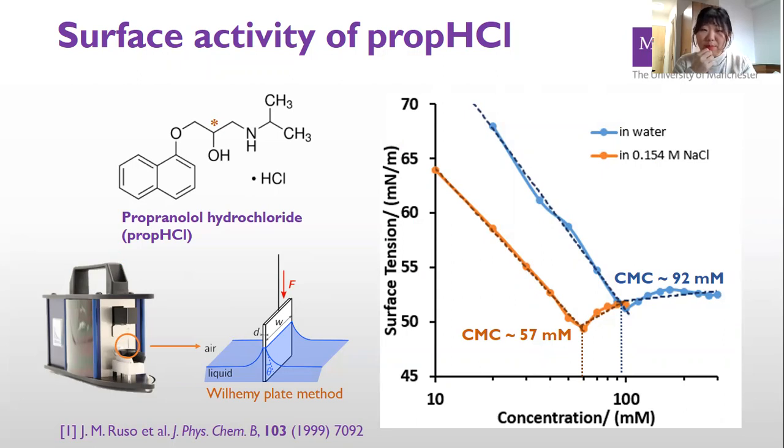Here we use the Wilhelmy plate method to measure the surface tension of the drug. And the Wilhelmy plate method is to measure the force on the plate from the weight of the wetting liquid. And we measured a series of concentrations of the drug both in water and in saline, which equals 0.154 molar sodium chloride. The critical micelle concentration is 92 millimolar in water and 57 millimolar in saline, which suggests that the surface activity of the drug is stronger when there's salt present.